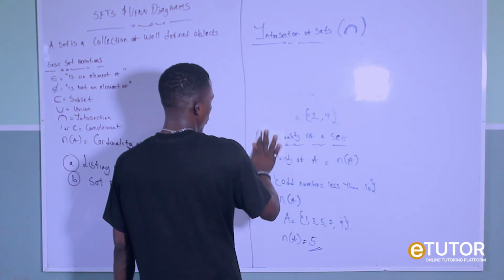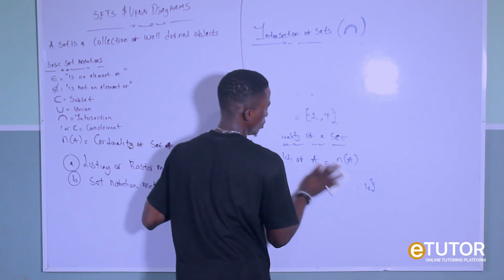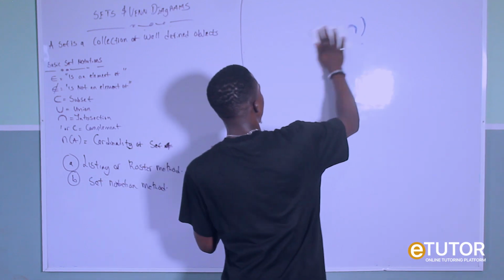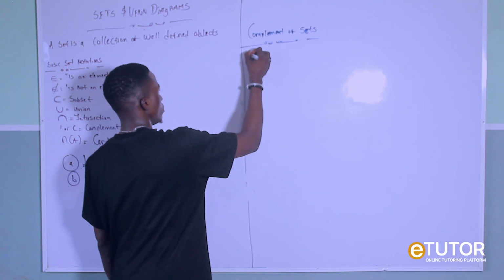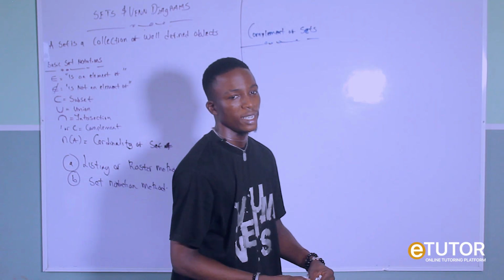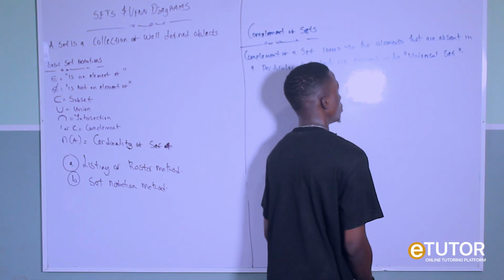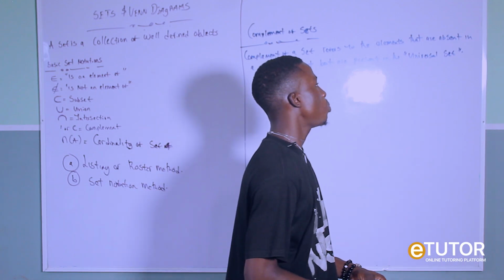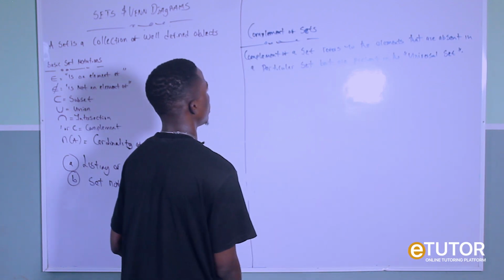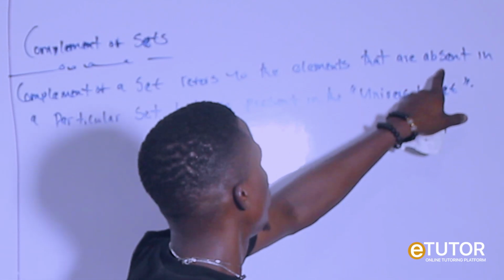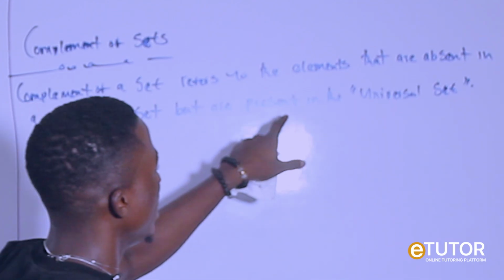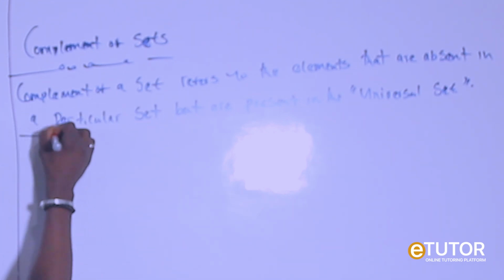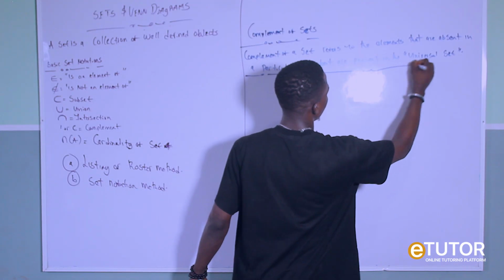The next thing we are going to is the complement of sets. Now, what exactly is meant by the complement of a set? The complement of a set refers to the elements that are absent in a particular set, but are present in the universal set. This is a lot of words, so let us actually know what this means.